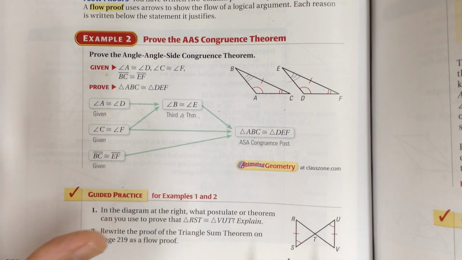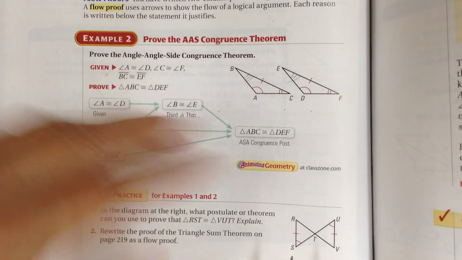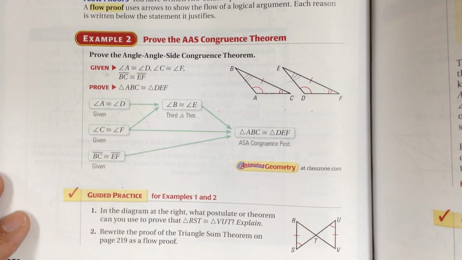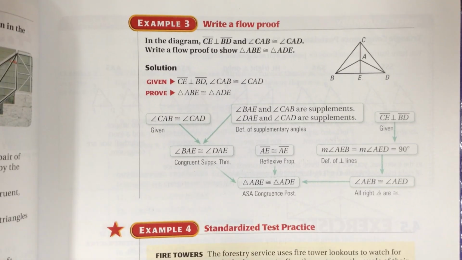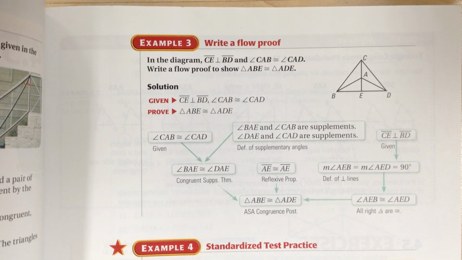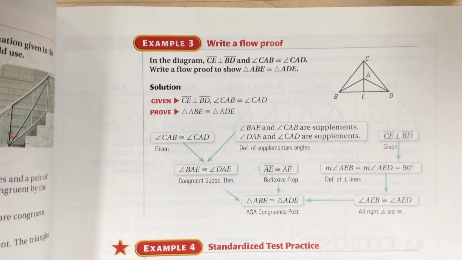Right now, they haven't asked you to do the whole complete proof yet. This is kind of just the planning, the flow chart. So you can do more of that later on. Okay, so example 3 is to write a flow proof.